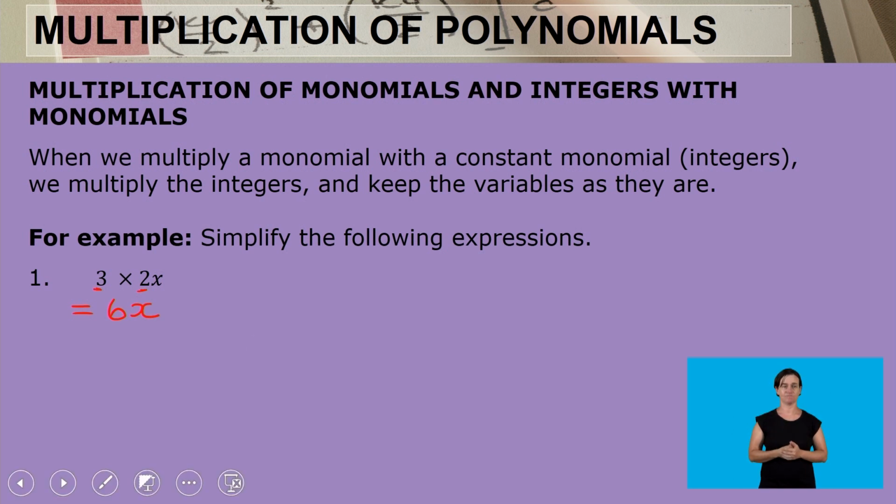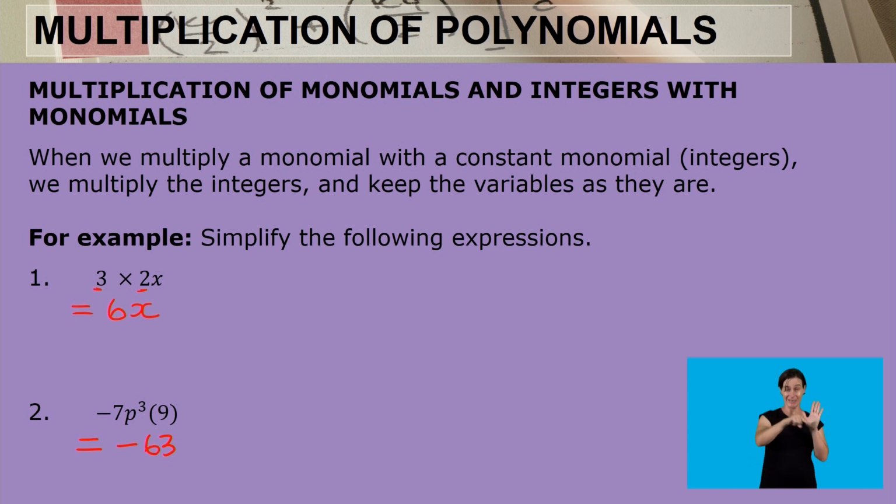Let's look at the next question. This one says negative 7p cubed multiplied by 9. So how are we going to work with that? Well, we are going to just say the negative 7 multiplied by the 9. Now, what is negative 7 multiplied by 9? Yes, it is negative 63. Remember, when we multiply a negative number with a positive number, the result is a negative number.